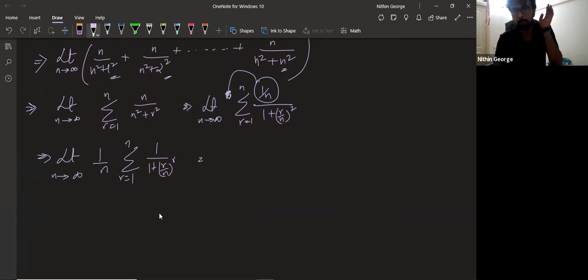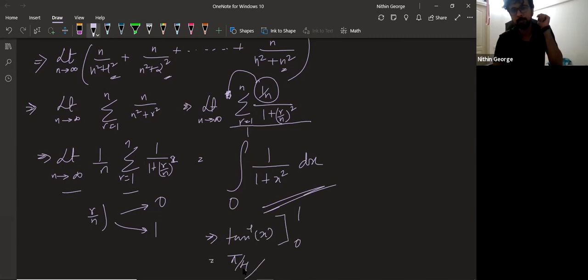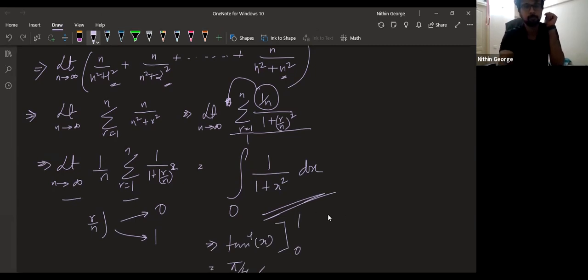Now converting it into integral sign, what do you do? This is integration. Now r by n, r takes minimum value of 1, so then 1 by n tends to 0. R takes maximum value of n, so n by n tends to 1. You're integrating from 0 to 1. And the function here is 1 by 1 plus x squared, and then 1 by n is dx. Right, so this will become tan inverse x going from 0 to 1. And the answer becomes pi by 4.